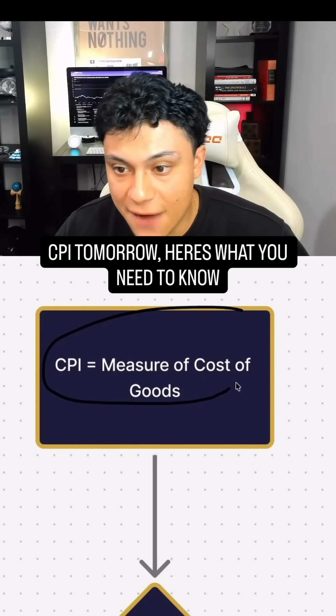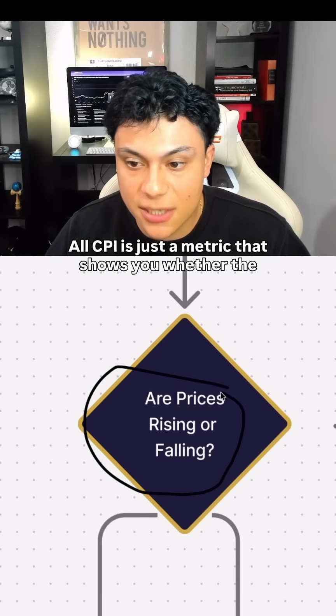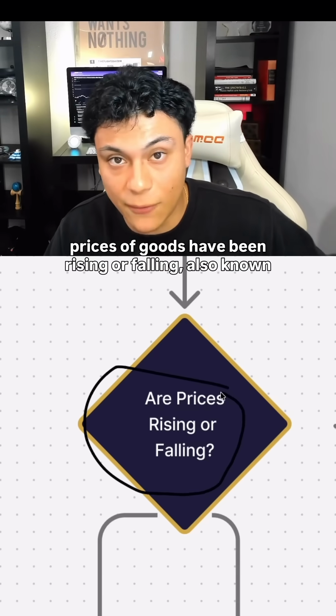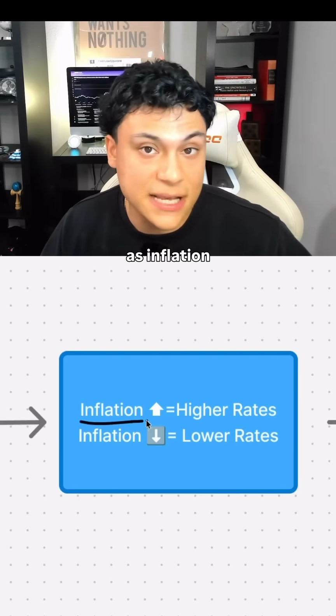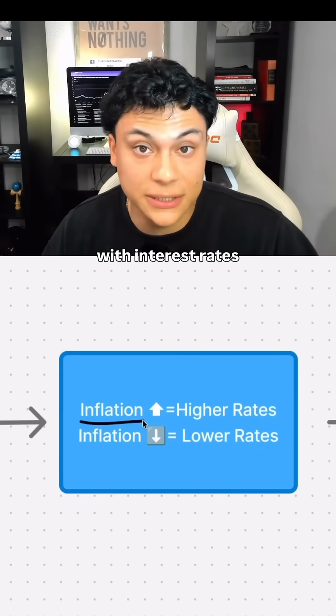I've been trading CPI for the last 6 years, and here's everything I know in 60 seconds. CPI is just a metric that shows you whether the prices of goods have been rising or falling, also known as inflation. And the reason why it's so important is because it's one of the Fed's key metrics for what they should do with interest rates.